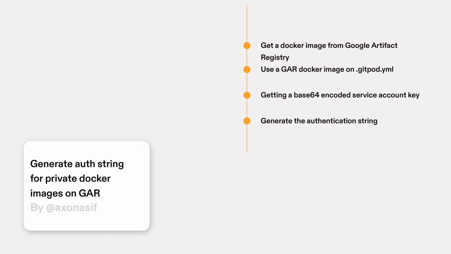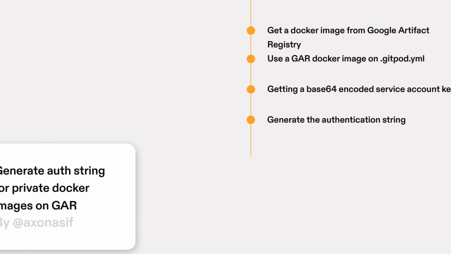This is an add-on for the private Docker image screencast. I'll mainly show you how to generate the authentication string when using Google Artifact Registry. Make sure to watch the main screencast before following this one.